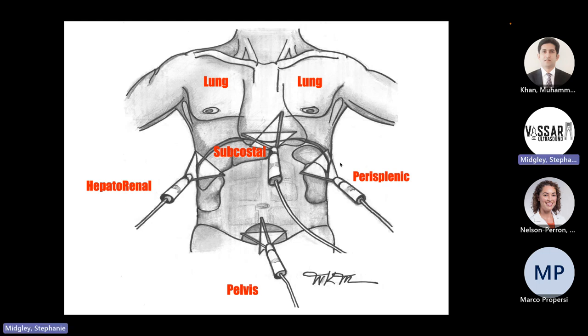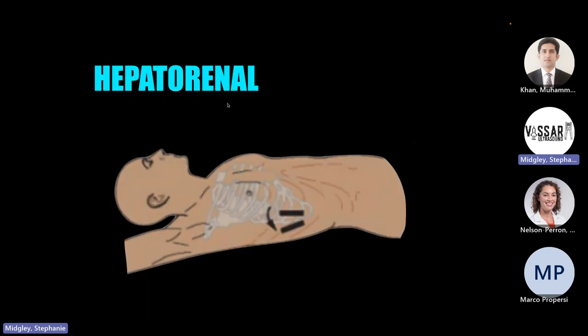Typically, it doesn't matter what order you go in, but you can do right upper quadrant, then left upper quadrant. Most people then jump to pelvis and then they'll do subcostal and then extend up into the lung. Again, doesn't matter what order you do it in, just kind of keep it in your mind.